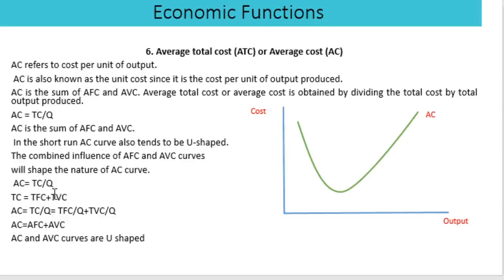Then substitute TFC plus TVC for the TC. Then AC, which is equal to TC by Q, will be equal to TFC by Q plus TVC by Q. What is TFC by Q? TFC by Q is nothing but the average fixed cost. TVC by Q is average variable cost. Therefore, AC or average cost equals average fixed cost plus average variable cost. Both average cost and average variable cost are U-shaped.